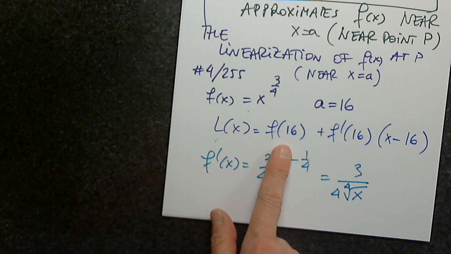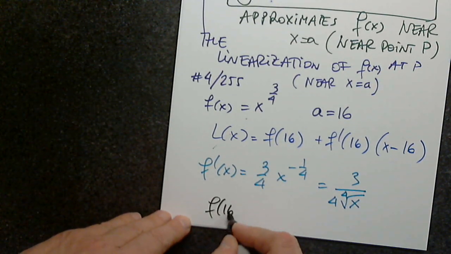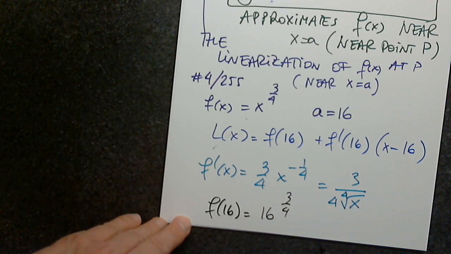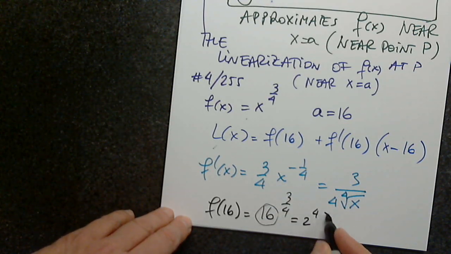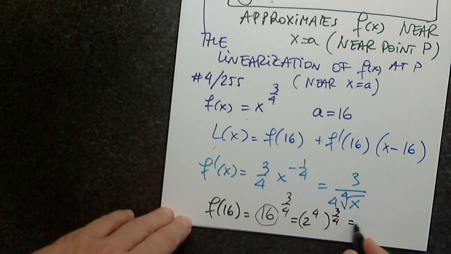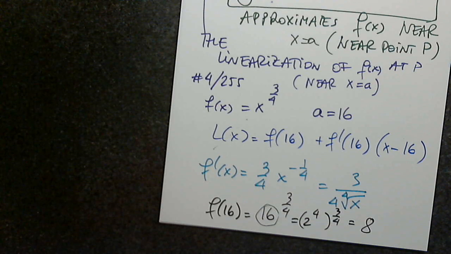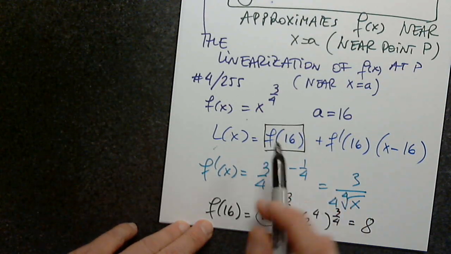So let's find f of 16. F of 16 is 16 raised to 3/4. What I would normally do, yes, you can plug it in the calculator, but you can also replace 16 by 2 to the 4th, and that's so easy. Copy the base, multiply the exponents, and you get 8. Because 4 and 4 will go away, 2 to the third is 8. So this piece is 8.